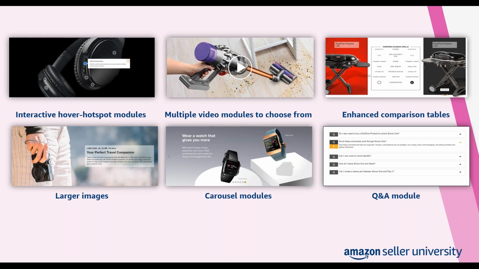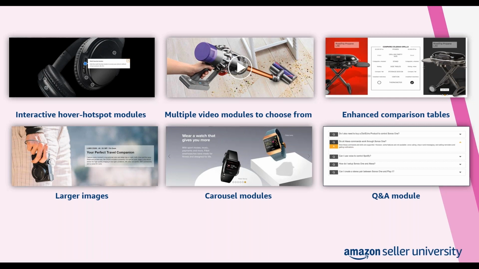Video modules provide even more detail than images. They let you showcase your product in use, giving customers a sense of how a product moves or operates. Enhanced comparison charts are one of the most popular A+ content modules, giving customers the ability to compare similar products and can help them make educated purchase decisions and increase conversion.